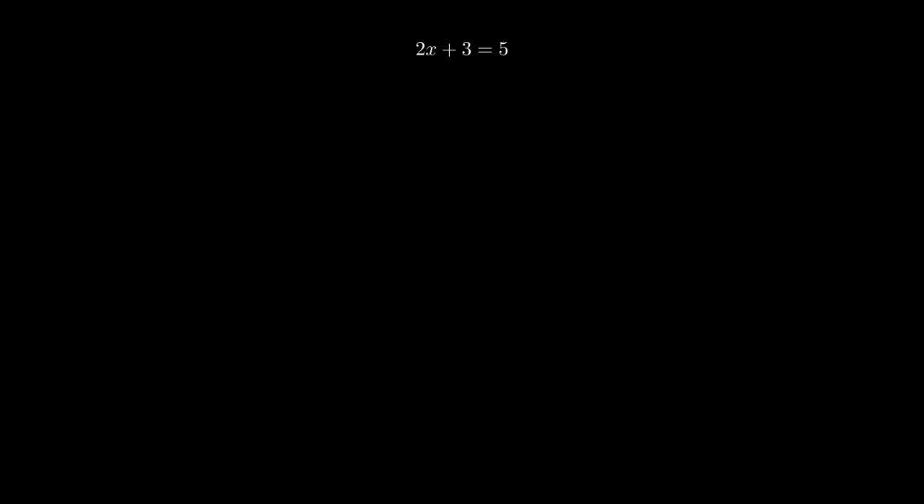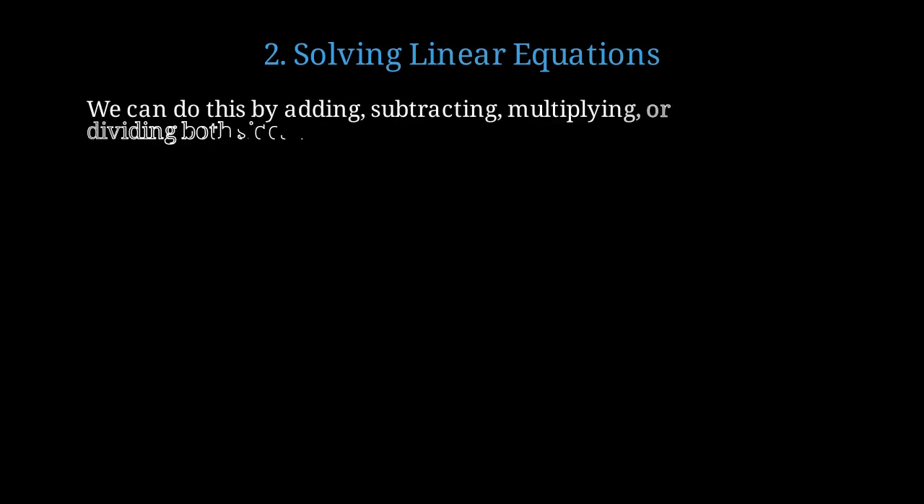For example, 2x plus 3 equals 5 is a linear equation. Another example is x minus 2 equals 7. To solve a linear equation, we need to isolate the variable. We can do this by adding, subtracting, multiplying, or dividing both sides of the equation by the same value.